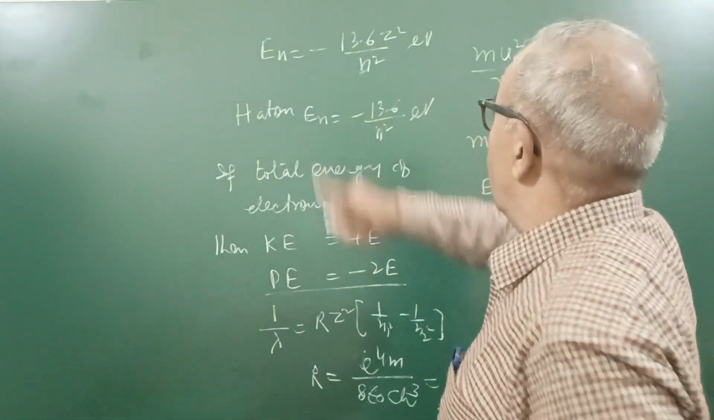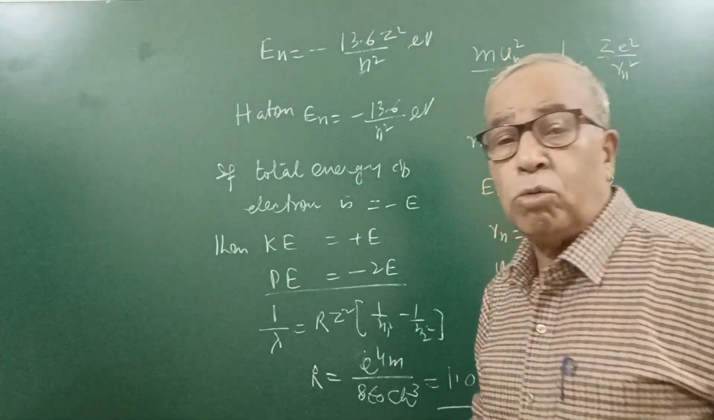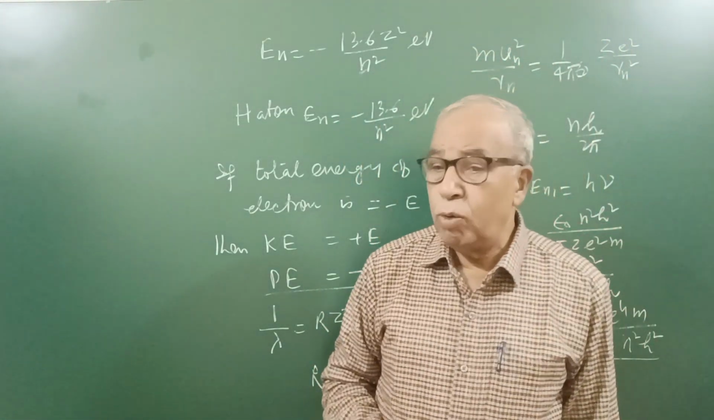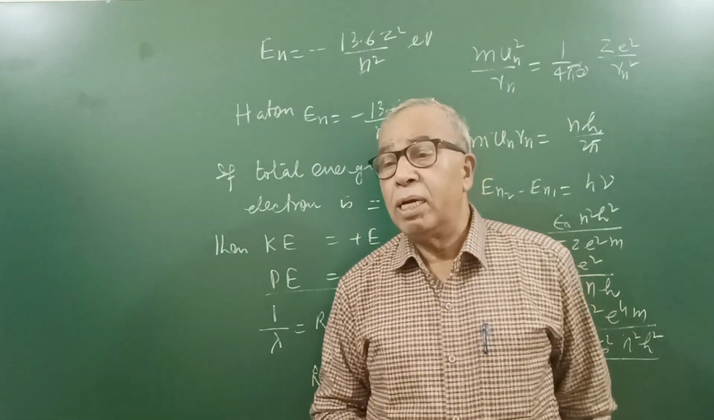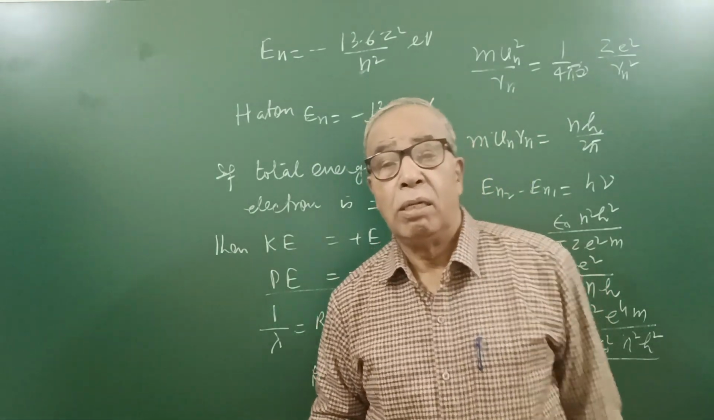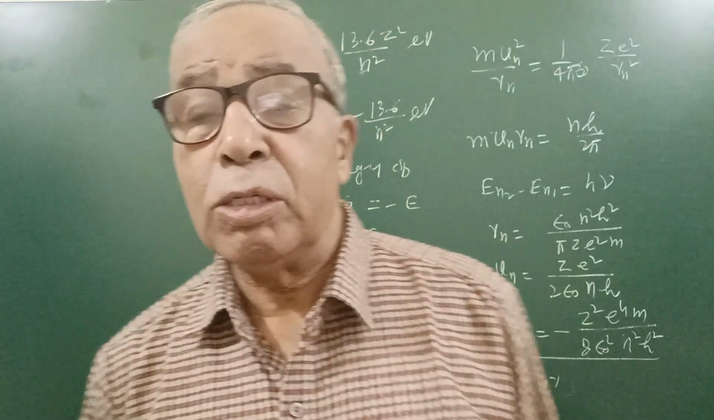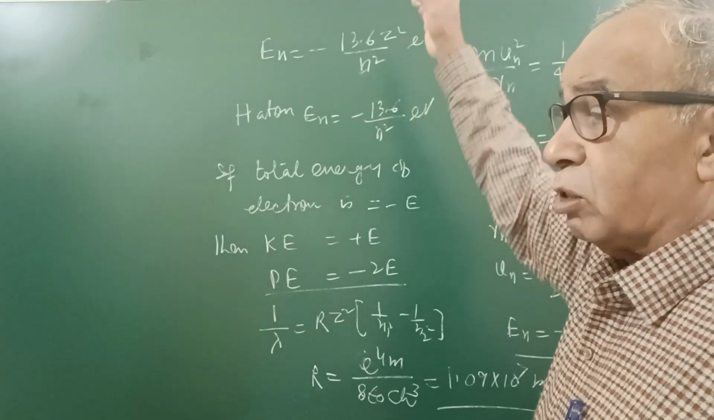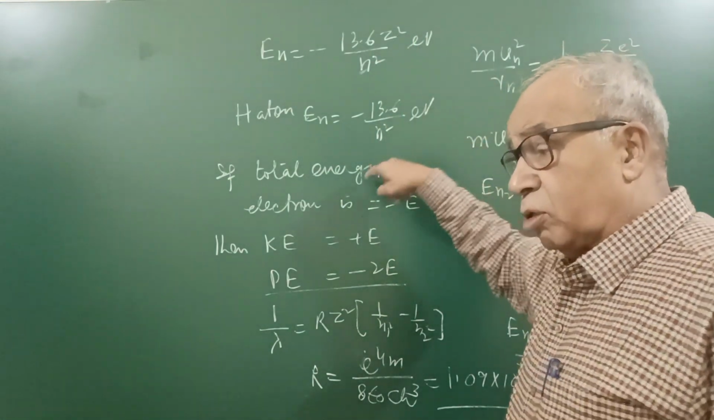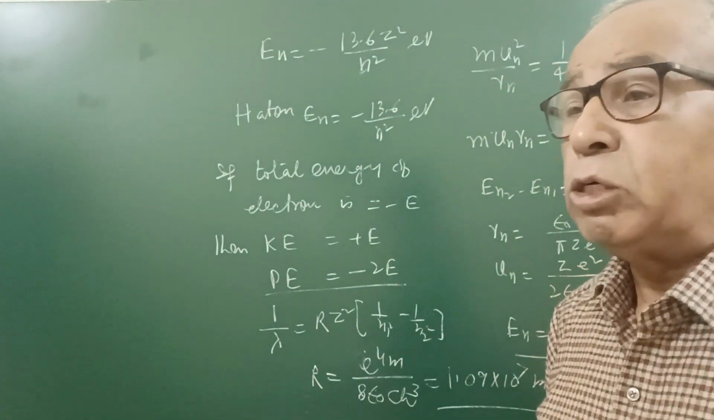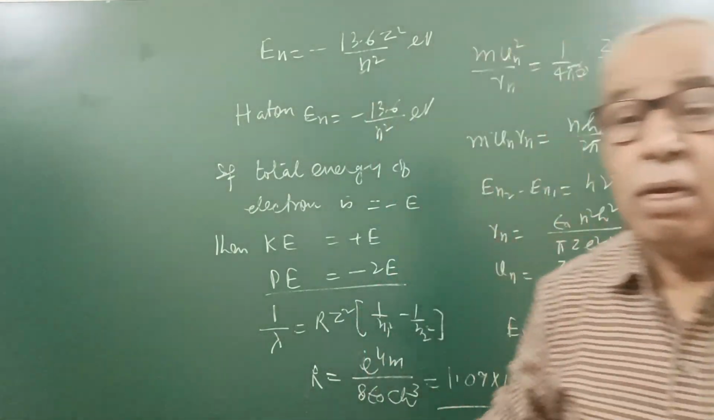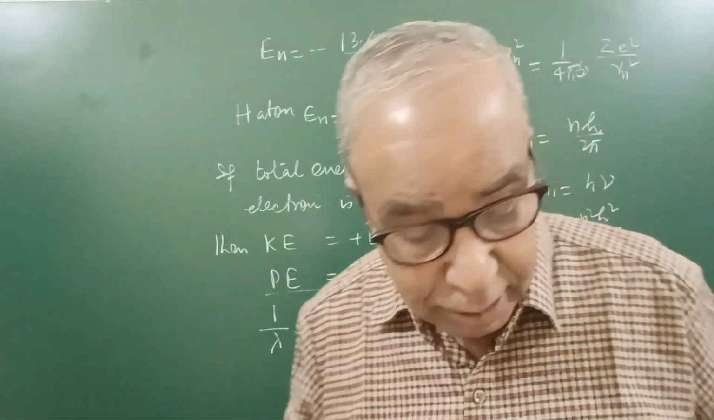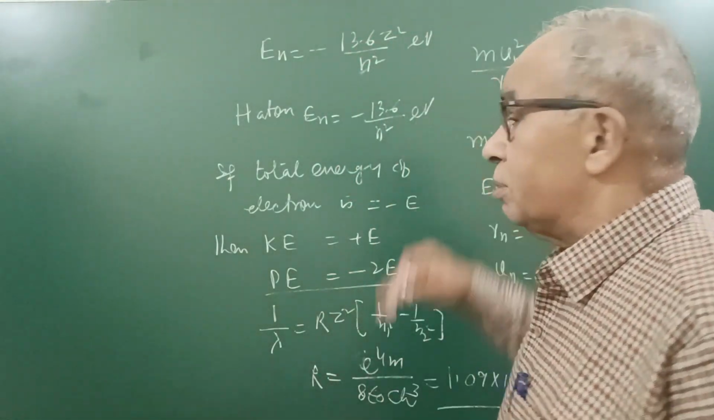If n equals 1, energy is minus 13.6 electron volt, and if the electron is in the first orbit, it has the lowest energy, and the electron is said to be in ground state. The first orbit of H atom is called ground state, and if the electron goes from first to second orbit, it is called first excited state, the third orbit is called second excited state, the fourth orbit third excited state. So these terms are used.